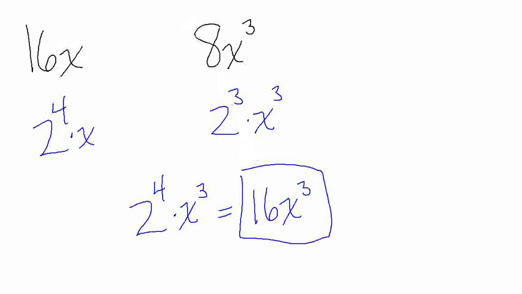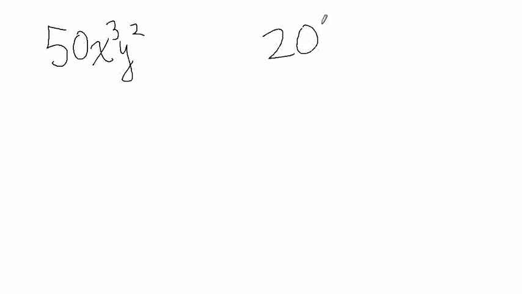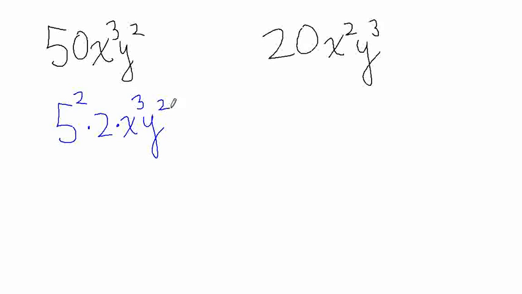Let's do a little bit more involved one now. What about if we had these two denominators, 50x cubed y squared and 20x squared y cubed. So once again, we're going to find the prime factorizations of the numerical pieces and then bring the variables along for the ride. So let's see, 50, that's 25 times 2, 5 squared times 2 times x cubed times y squared.